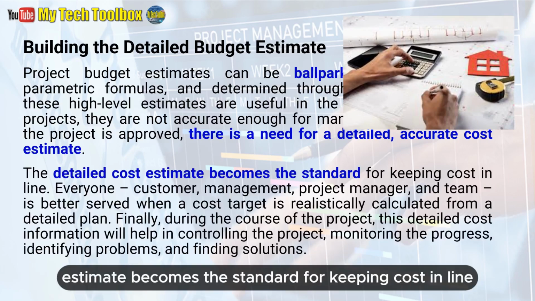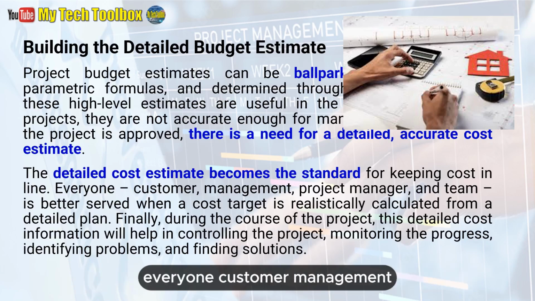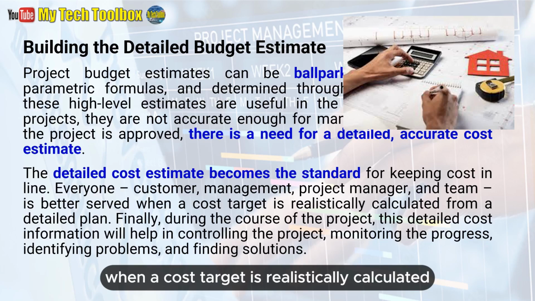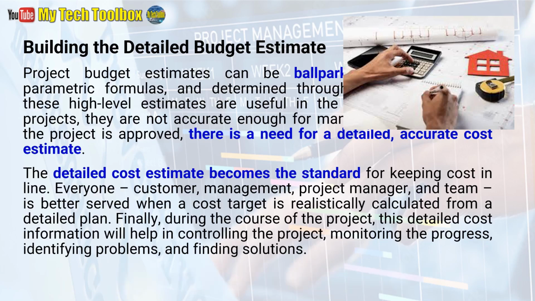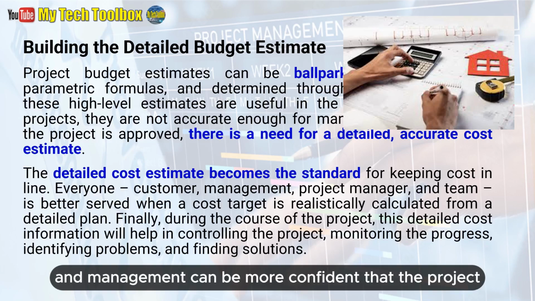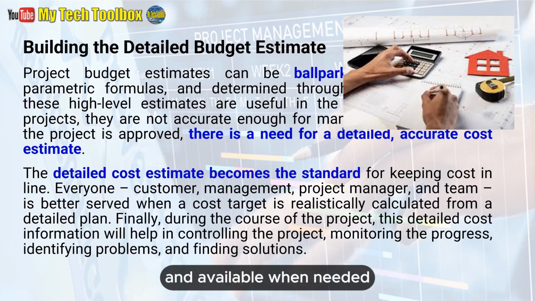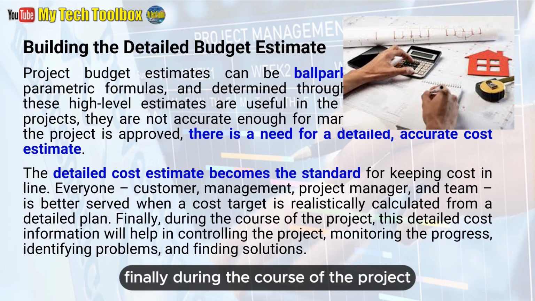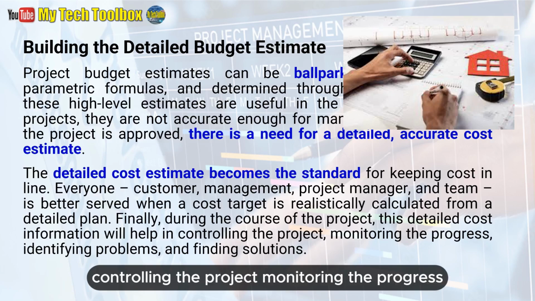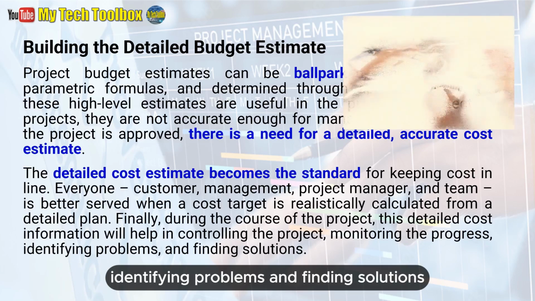The detailed cost estimate becomes the standard for keeping cost in line. Everyone, customer, management, project manager, and team, is better served when a cost target is realistically calculated from a detailed plan. The team understands how the goal was created, and customers and management can be more confident that the project will stay within budget. Forecasting cash flow enables the project's funding to be planned and available when needed. Finally, during the course of the project, this detailed cost information will help in controlling the project, monitoring the progress, identifying problems, and finding solutions.